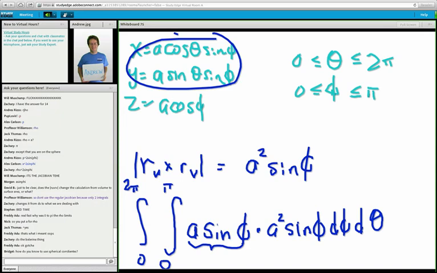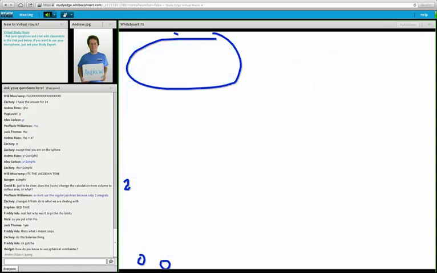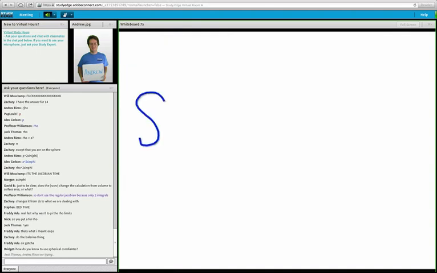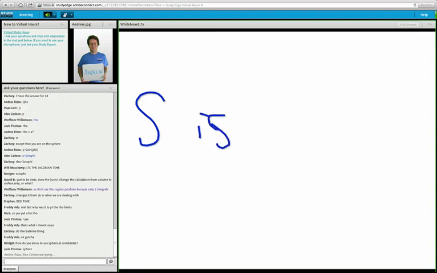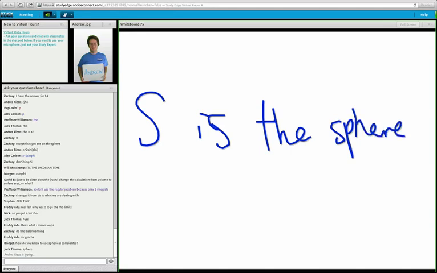How do I know to use spherical coordinates? What region do they want me to parameterize over? What shape? They tell me that S is the what? I think the fact that they say S is the sphere is usually my dead giveaway that I should use spherical coordinates. No more questions on that one. Moving on to problem 16.